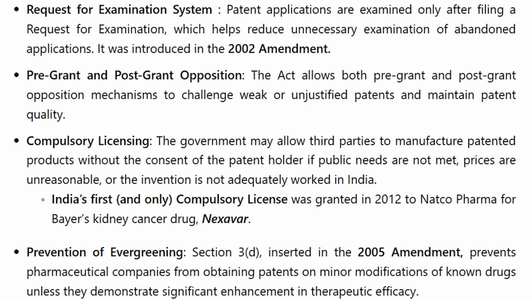Compulsory licensing. The government may allow third parties to manufacture patented products without the consent of the patent holder if public needs are not met, prices are unreasonable, or the invention is not adequately worked in India. India's first, and only, compulsory license was granted in 2012 to Natco Pharma for Bayer's kidney cancer drug, Nexavar. Prevention of evergreening. Section 3(d).